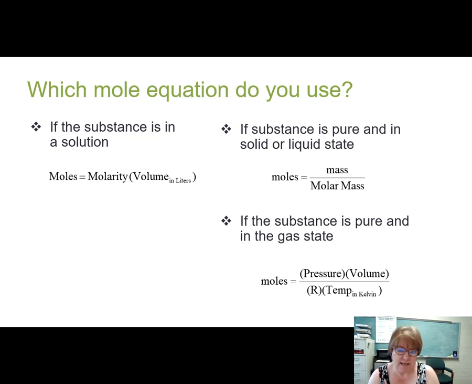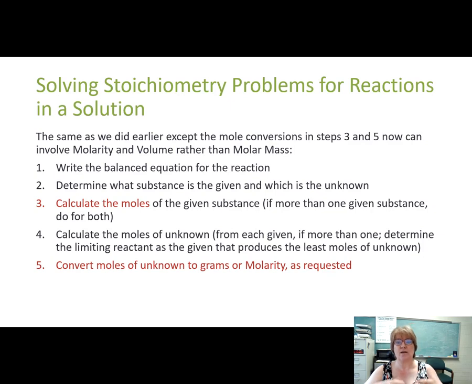And we haven't gotten to gases yet, but once we get to chapter 9, I think chapter 9 is gases, if it's in the gas state, we'll have another equation that relates properties of gases to the number of moles of gases. It has to do with pressure and volume and a gas constant and temperature in Kelvin. So again, we're just taking the same steps that we did. We're still going to write a balanced equation. We're still going to determine which substance is given information about, and which is the unknown.